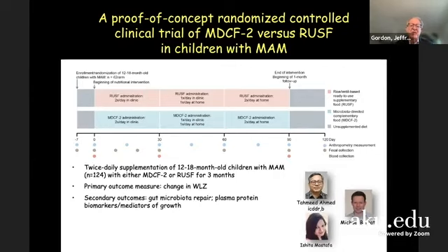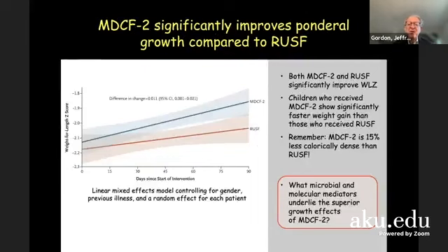The secondary outcome measures from this trial, and there were 60 children per arm, was gut microbiome repair, the plasma proteome, in particular changes in the mediators of different aspects of growth. So this is the result. The calorically less dense formulation, MDCF2, created a more rapid increase in the measure of ponderal growth, WLZ. It also had a profound effect on the plasma proteome.